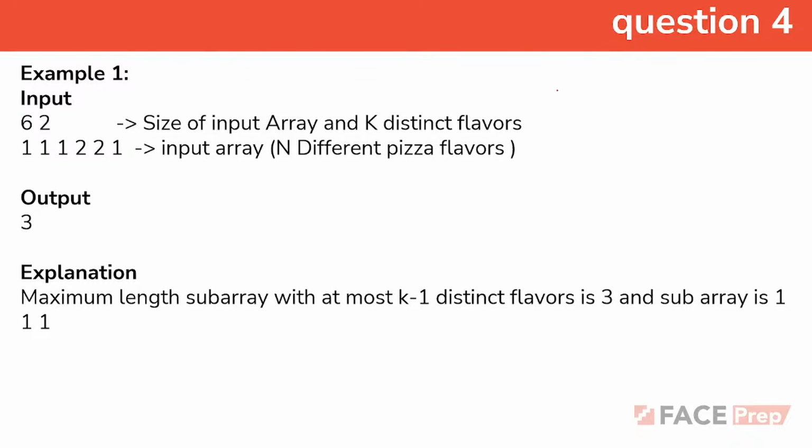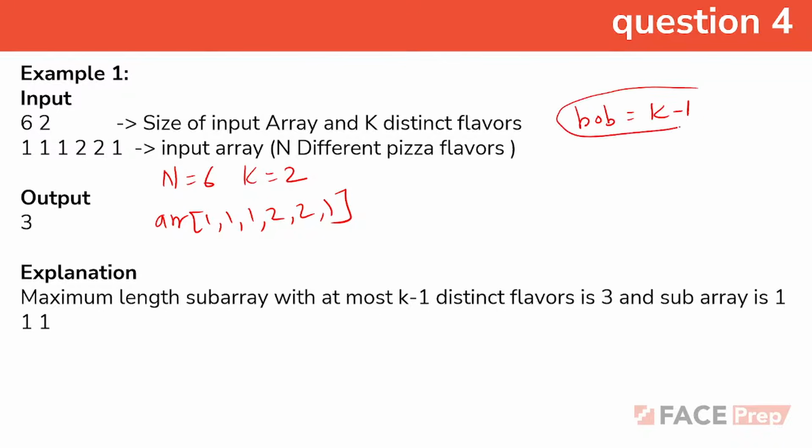So let's note everything down. n equals 6 and k equals 2, and the array elements are 1, 1, 1, 2, 2, and 1. Now, Bob can eat what? Bob can eat only k minus 1 flavored pizza. Up to k minus 1 flavored pizza only he can eat.